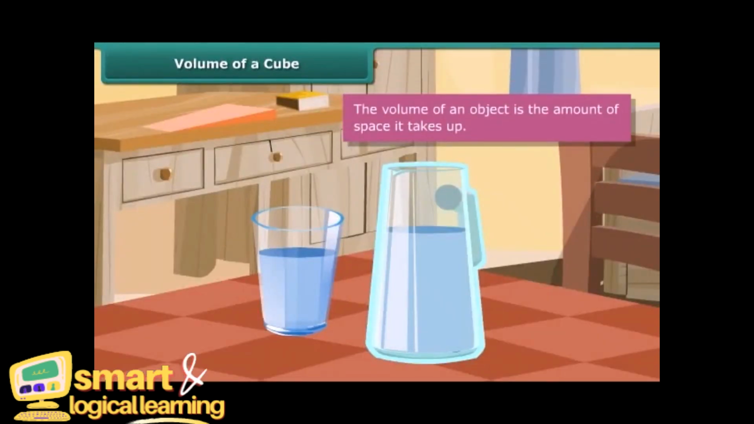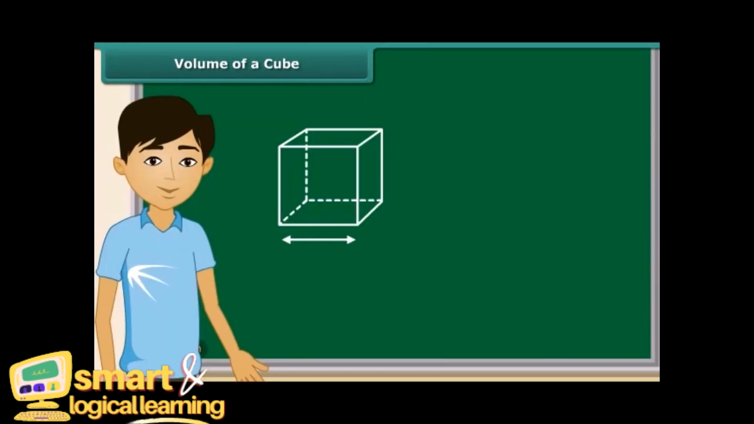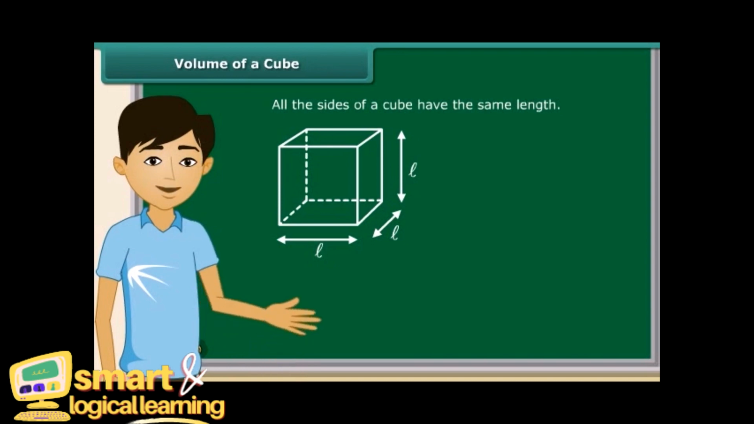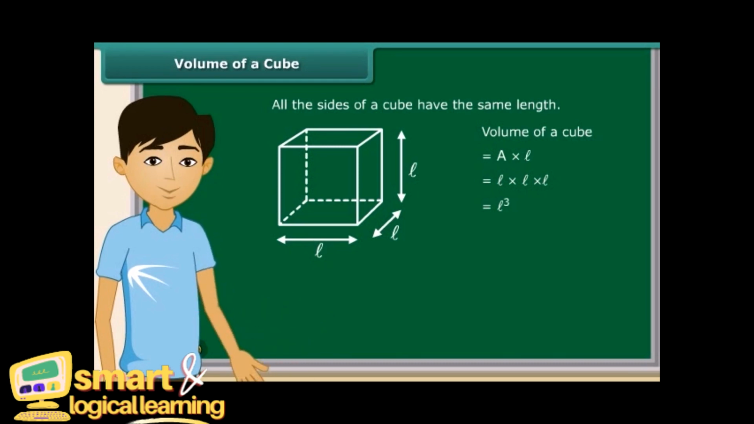The volume of an object is the amount of space it takes up. As we know, all the sides of a cube have the same length. Suppose this cube has length L. To find the volume of the cube, we just need to multiply the area A with L. Hence, by multiplying these three L's together, we get L cube. Therefore, the formula for the volume is V = L³.